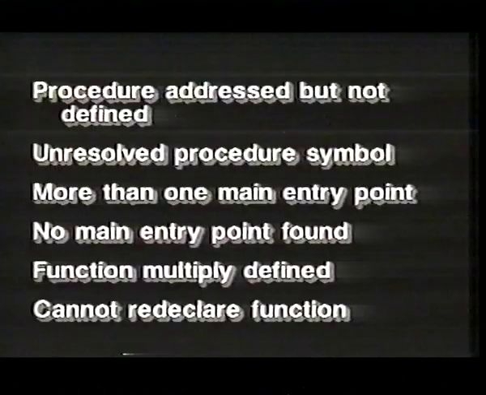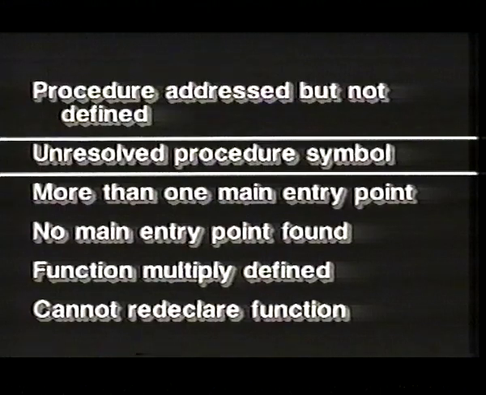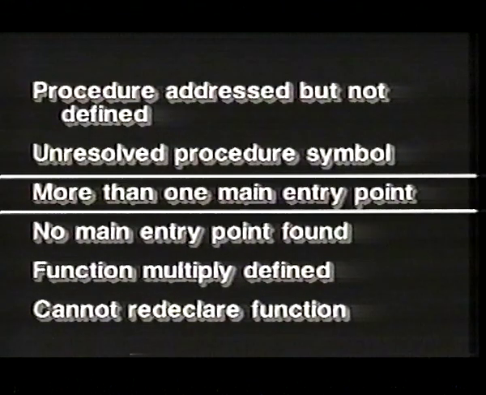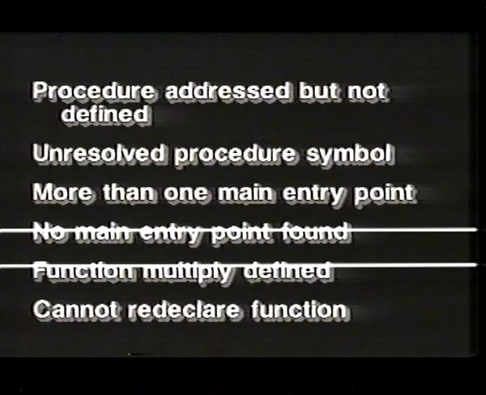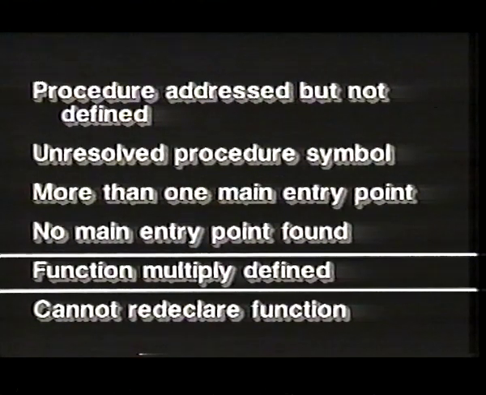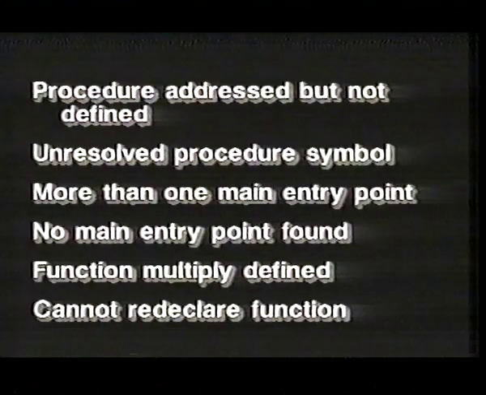Interprocedural analysis depends on having a valid call tree. When the application compiler reports the following errors, it is unable to construct this data structure. A procedure is addressed but not defined. There is an unresolved procedure symbol. More than one main entry point has been found, or no main entry point can be found. A function is multiply defined in 2 or more files. You cannot redeclare a function as static if it is already declared extern.